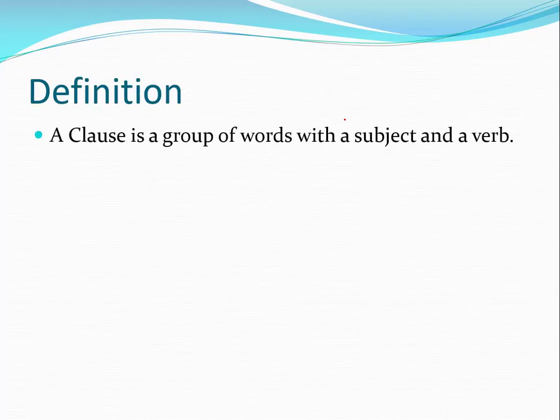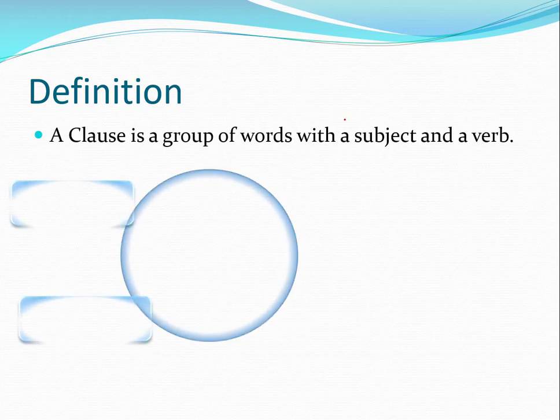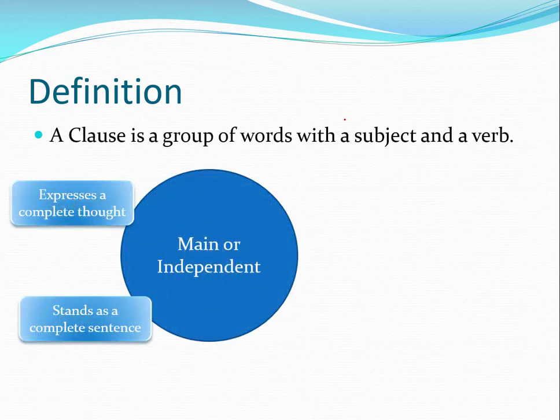The definition of a clause is basically that a clause is a group of words with a subject and a verb. It always has to have a subject and a verb. If it's missing one or the other, it might be considered either a phrase or a fragment. We have two types of clauses. One of them is called main or independent. A main or independent clause expresses a complete thought and stands as a complete sentence.